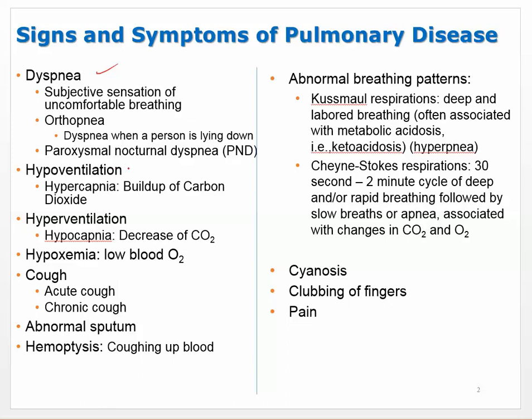Hypoventilation is when you don't breathe as much, or you don't breathe as deeply, or your respiratory rate is decreased, you tend to not blow off as much carbon dioxide. And so you have a buildup of carbon dioxide in the blood, which is called hypercapnia. That increase in carbon dioxide in the blood leads to a decrease in pH, so it's pretty directly related. We've talked about that before.